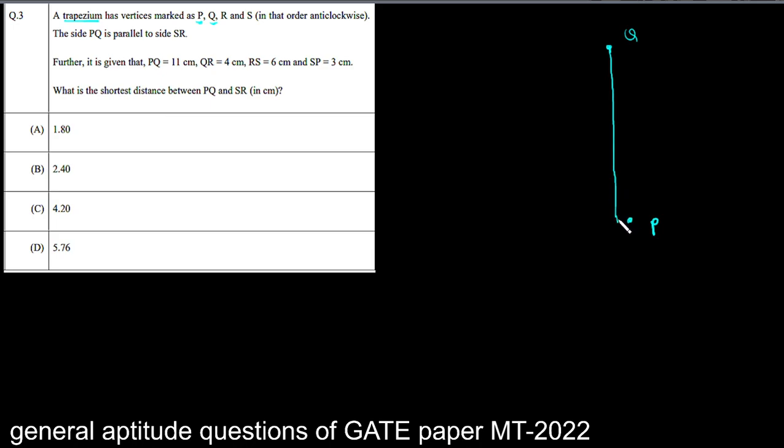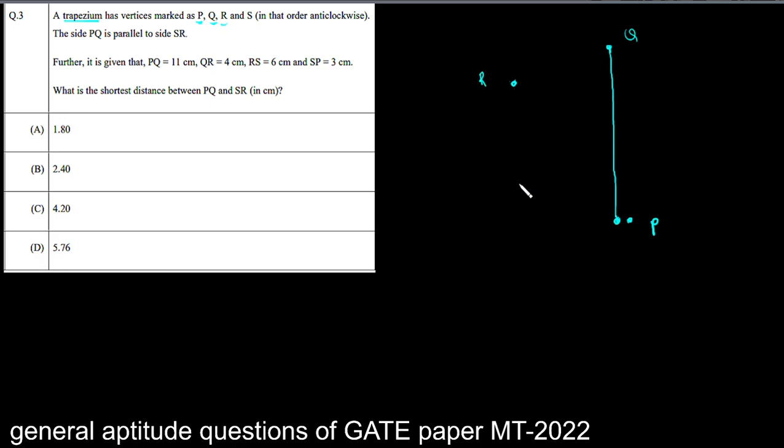So now let's shift this point P here. Now we have drawn one of the sides for this trapezium. The question says side PQ is parallel to side SR. Our next point will be R. R may be located somewhere here on this side, either above this point Q or below this Q. So let's draw this trapezium in a general way. We are assuming that R is below this Q, so this point is our R.